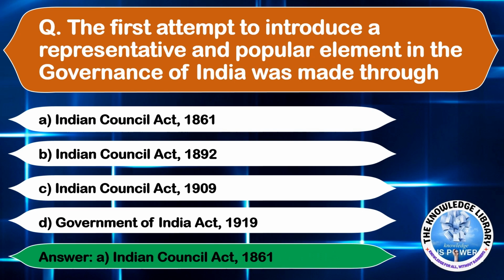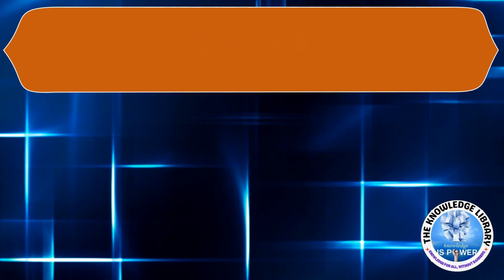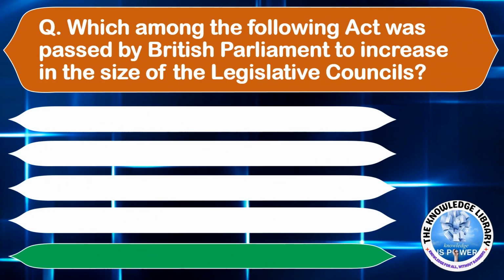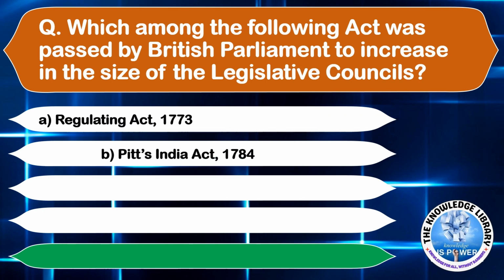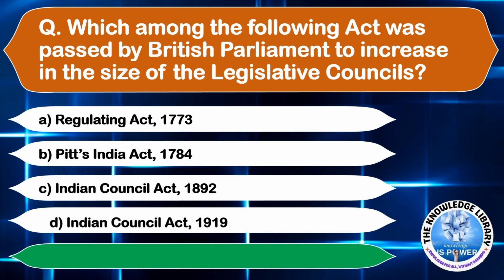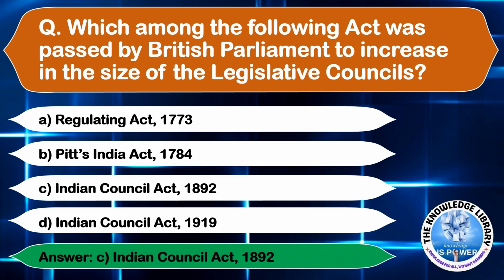The next question is, which among the following acts was passed by the British Parliament to increase in size the legislative councils? Option A, Regulating Act of 1773. Option B, Pitt's India Act of 1784. Option C, Indian Council Act of 1892, and option D, Indian Council Act of 1919. The correct answer is option C, Indian Council Act of 1892. Moving on to the next question.